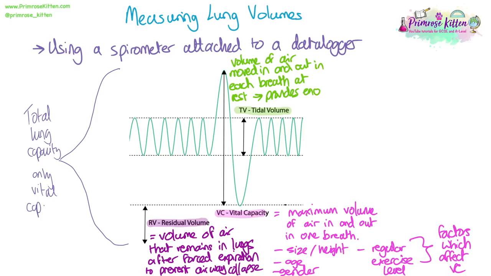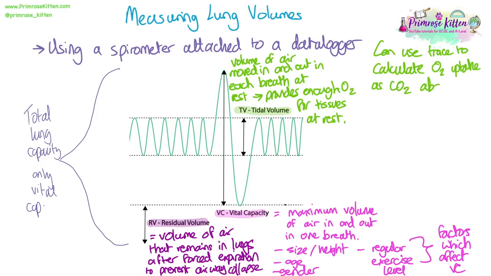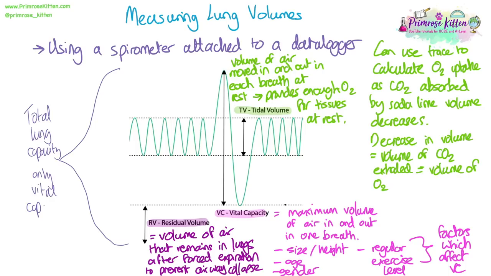The tidal volume is the volume of air moved in and out in each breath at rest. This should provide enough oxygen for all of your tissues at rest. A spirometer can be used to trace and calculate oxygen uptake because the carbon dioxide that's being exhaled is going to be absorbed by soda lime in the machine. So the volume overall in the machine will decrease. The decrease in volume represents the volume of carbon dioxide that's being exhaled, which can be analogous to the volume of oxygen that's absorbed into the blood.